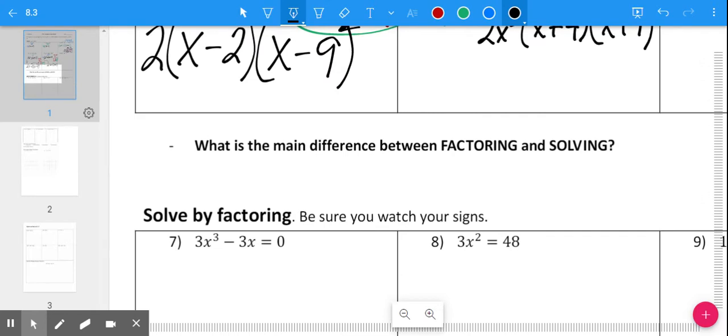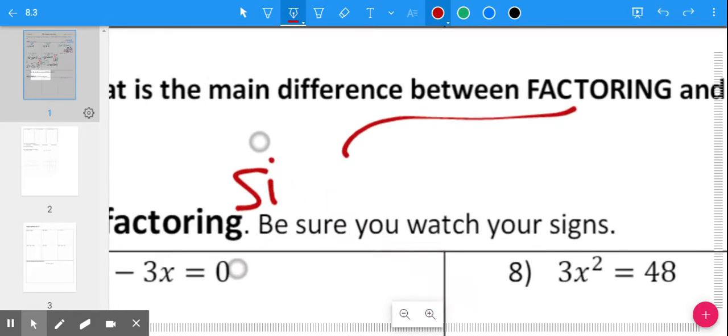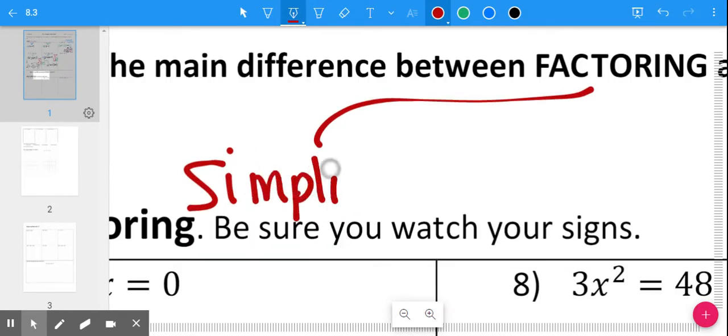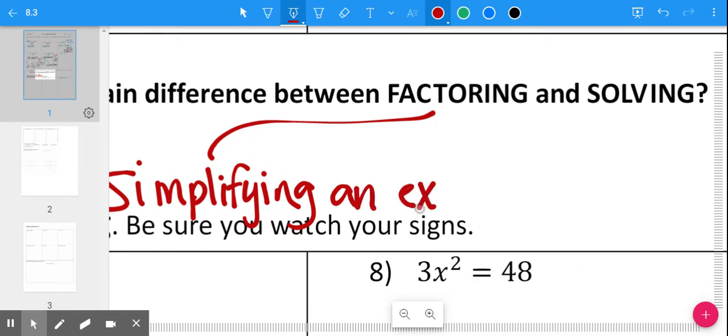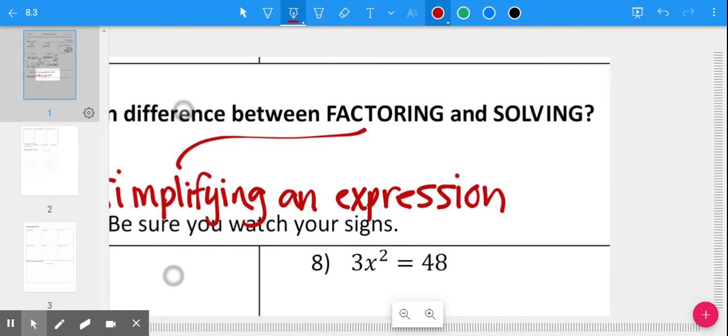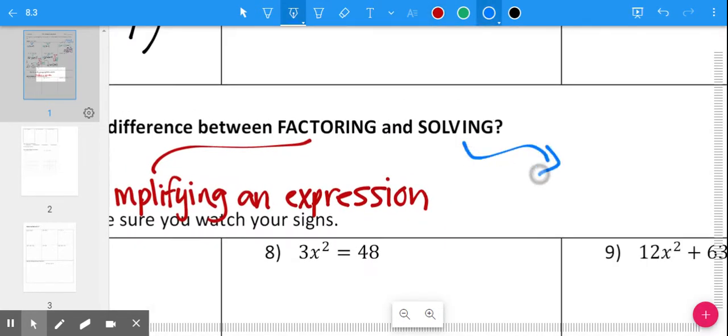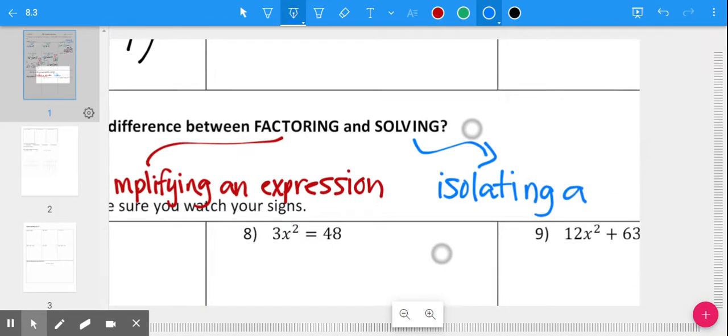So what is the main difference between factoring and solving? Factoring, you are simplifying. You are given an expression to simplify. And solving, you're isolating a variable. You're solving the equation. Isolating a variable.